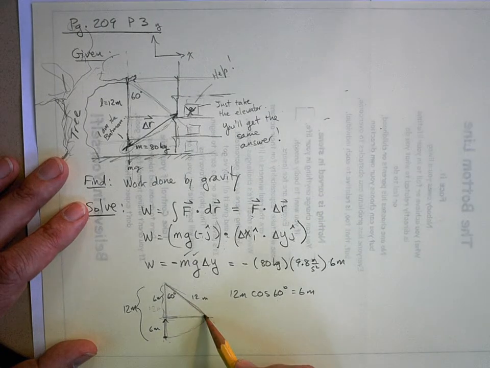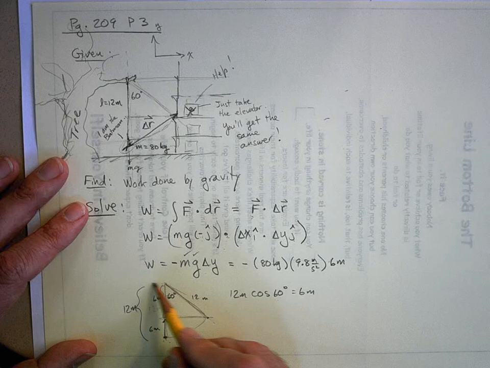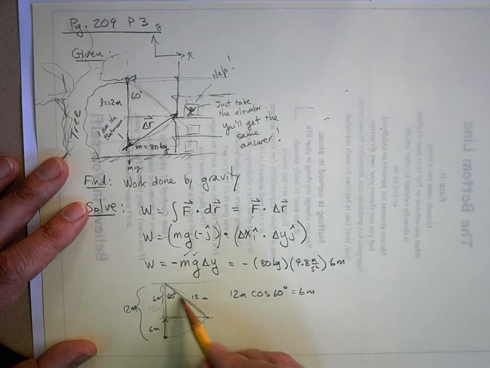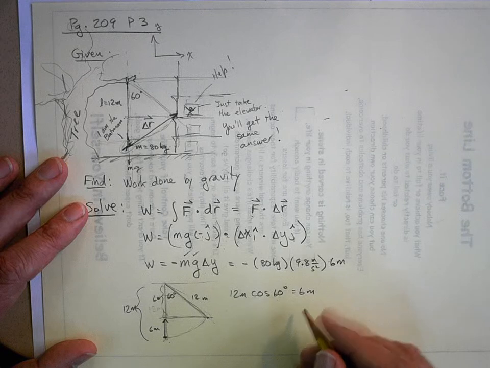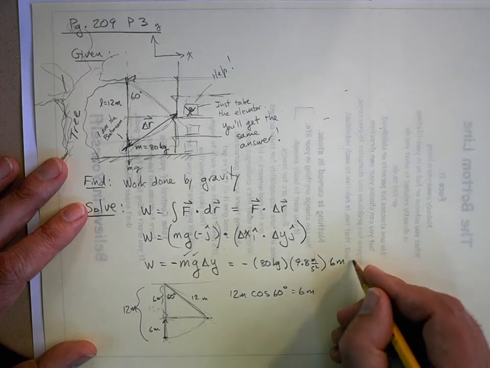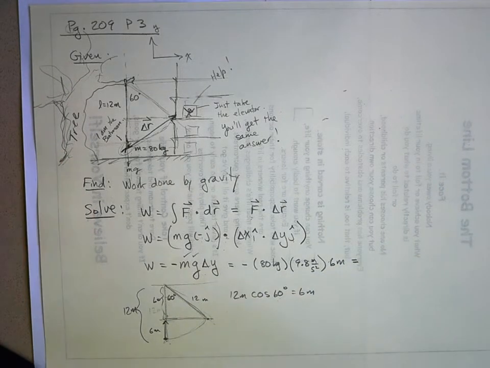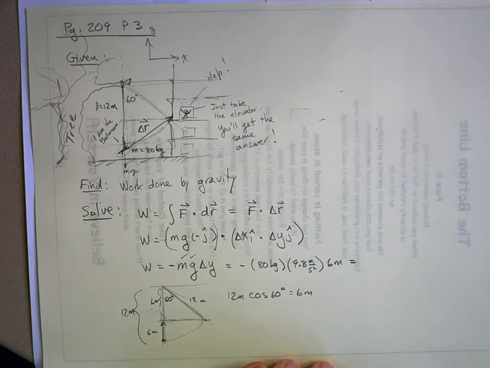This is 12 meters. This is a 60-degree angle, even though I didn't draw it as one. So this adjacent leg will be half as long as the hypotenuse. So this will also be half as long as the hypotenuse, from here to here. And so now I just need to multiply all that. 80 times 9.8 times 6 equals 4,000.